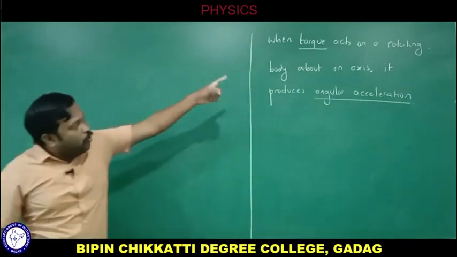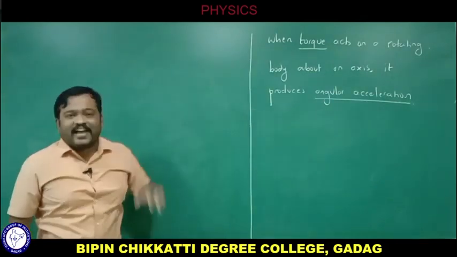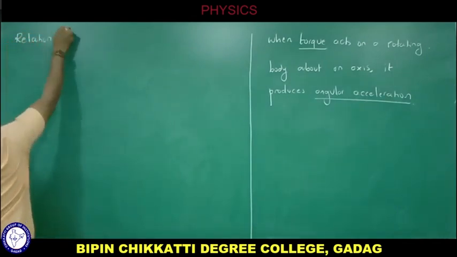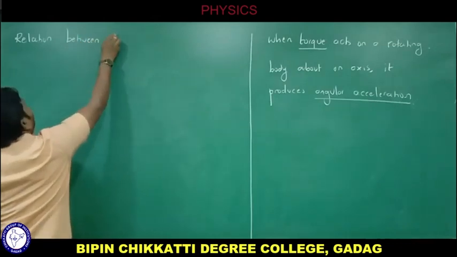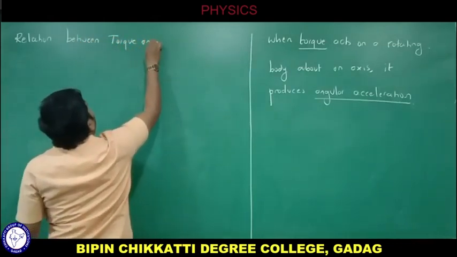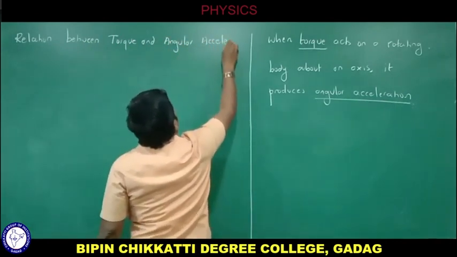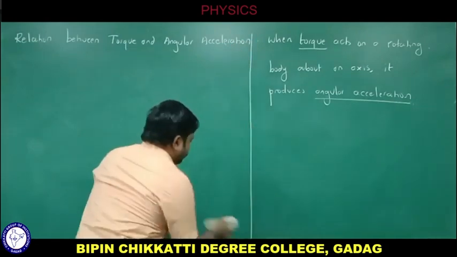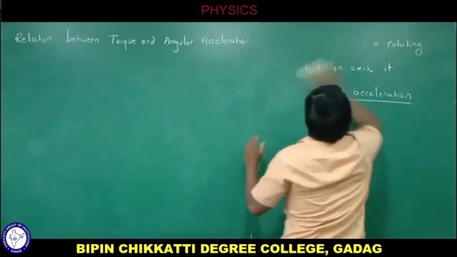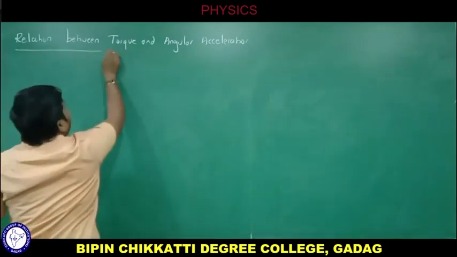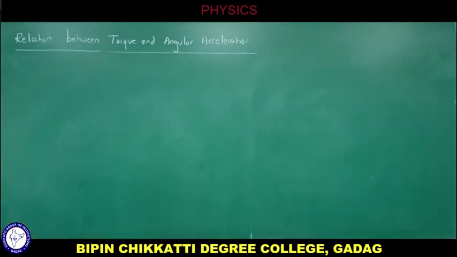There must be some relation between torque and angular acceleration. Now let us find the relationship between torque and angular acceleration. When a body is rotating and you apply torque to it, its speed increases, meaning it produces angular acceleration. Let us take the relation between torque and angular acceleration.